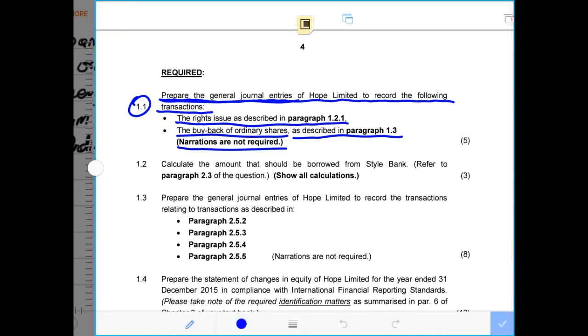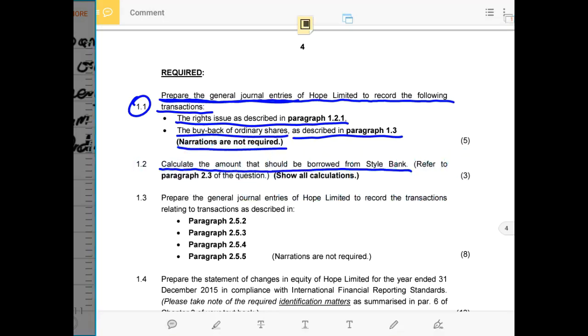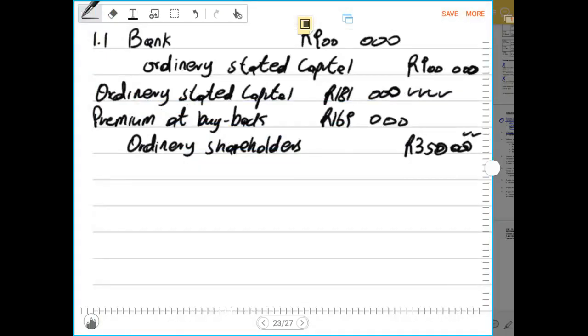The next requirement is to calculate the amount that should be borrowed from Style Bank. And I think we have done that already. We know that it is 300,000 rands. How much must be borrowed from Style Bank? We know that it is 300,000. However, we need to show the calculations. So now this will be 1.2.